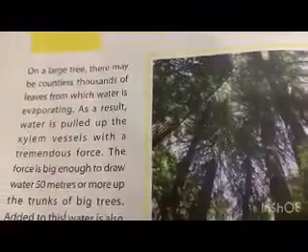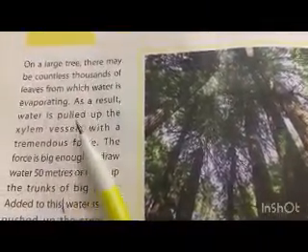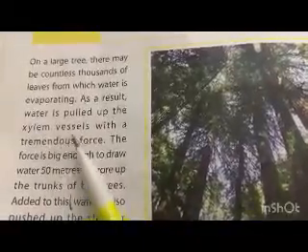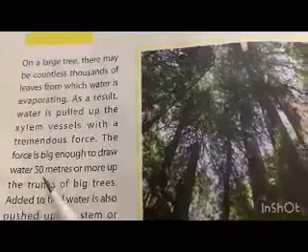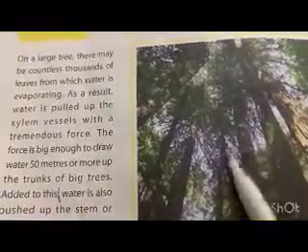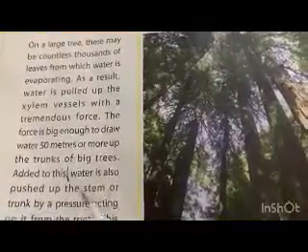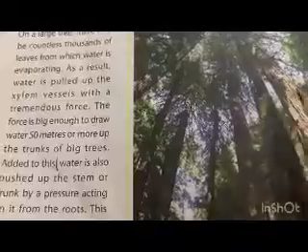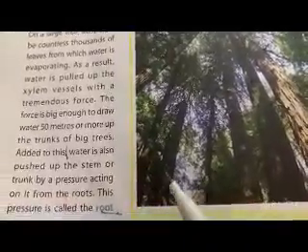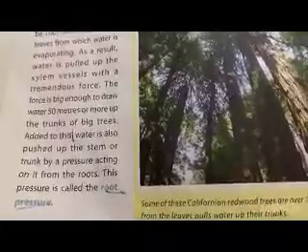On a large tree, there may be countless thousands of leaves from which water is evaporating. As a result, water is pulled up the xylem vessels with a tremendous force. The force is big enough to draw water 50 meters or more up the trunk of big trees. Added to this, water is also pushed up by the stems or trunk by a pressure acting on it from the root. This pressure is called root pressure.